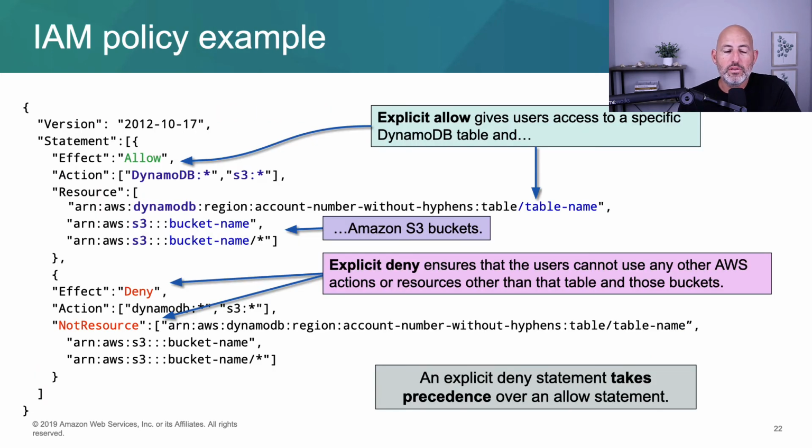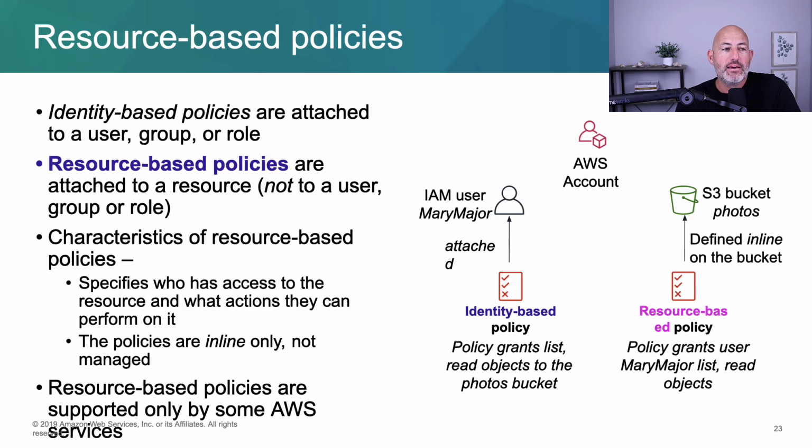And so there's an explicit allow, or there's an explicit deny. An explicit deny takes precedence over an allow. Identity-based policies are attached to a user, group, or role. Resource-based policies are attached to a resource.